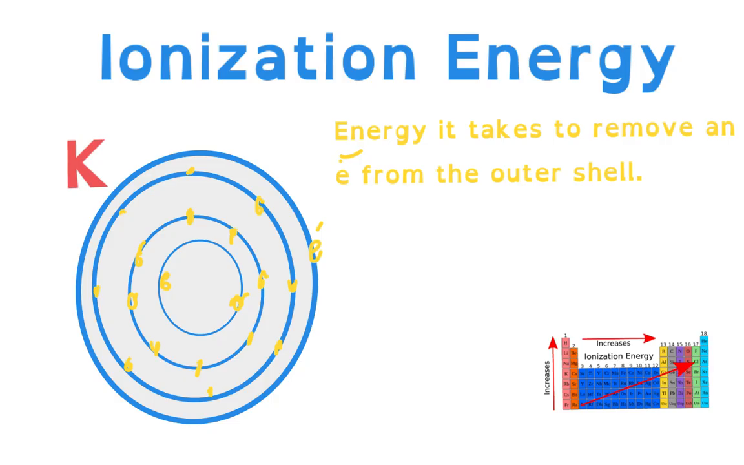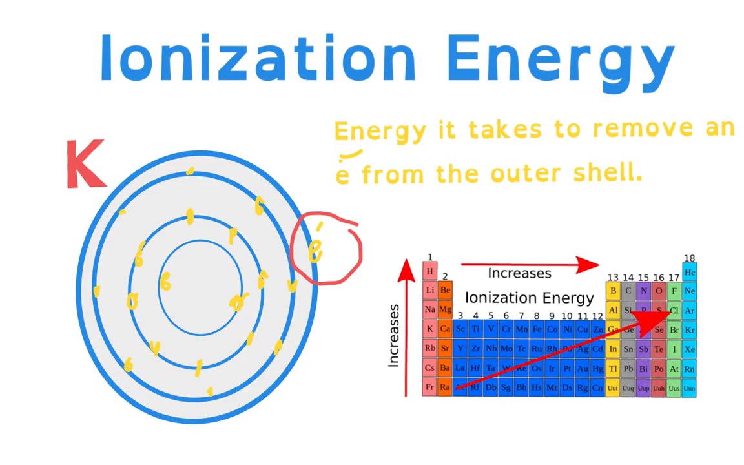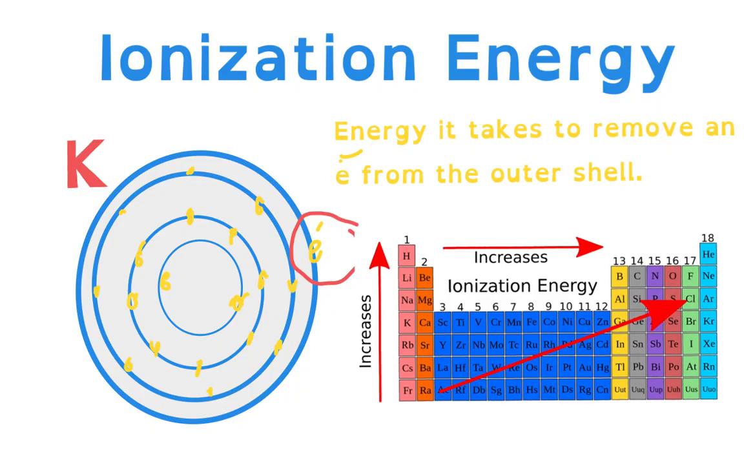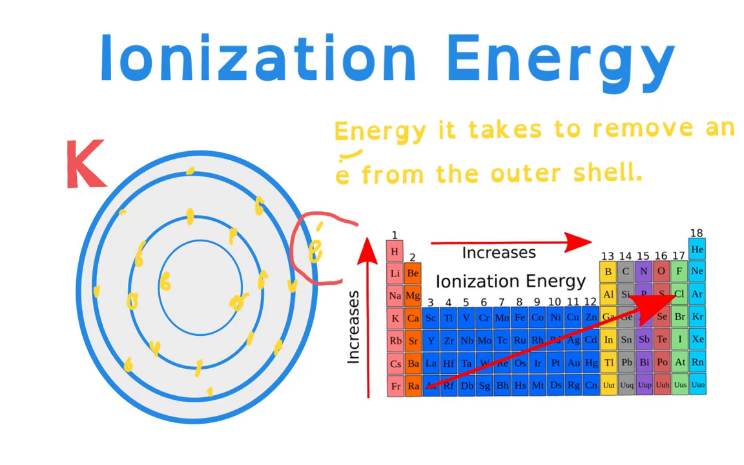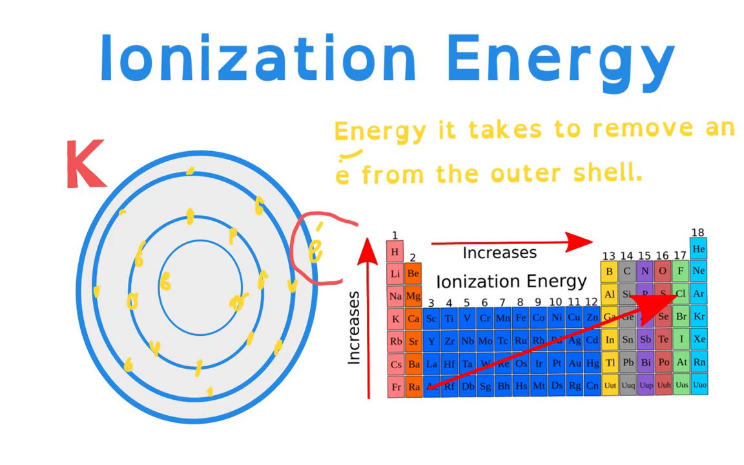So if you look here, potassium has one valence electron. So it's that energy it takes if some other element wants to take it when it's bonding with it. What energy does it take to get that? And if we look at the trend on the periodic table, it works very similar to electronegativity in the fact that it increases from the bottom up and from left to right.